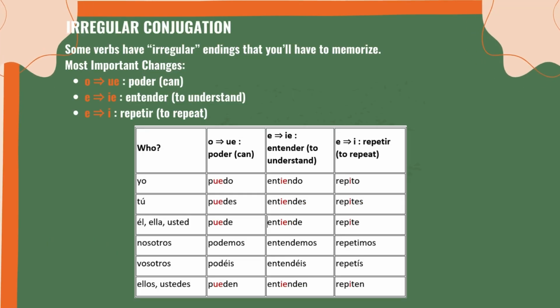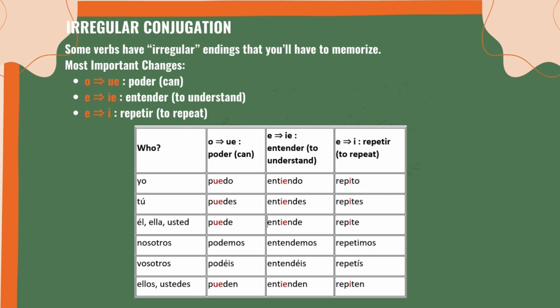Some verbs have irregular endings that you'll have to memorize. Here are the most important changes. For verbs where o changes to ue, like poder, which means can, we say puedo, for I can. For e changing to ie, like entender, which means to understand, we say entiendo, for I understand. And for e changing to i, like repetir, which means to repeat, we say repito, for I repeat.